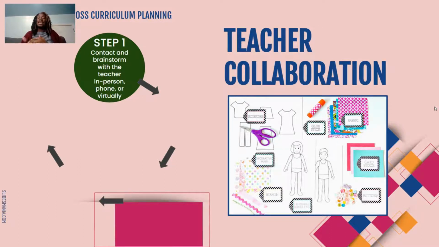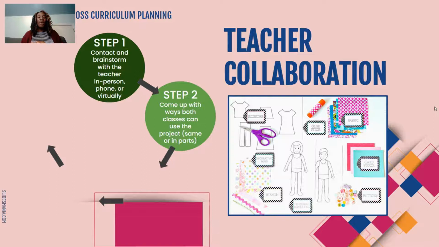Okay, but the point is you want to contact them directly and brainstorm and come together with ideas of what that teacher and you can do with your class, but the teacher is involved in some form or fashion. In this instance, both classes are involved. So the second step is come up with ways both classes can use the project, whether it's the same project or you're doing it in parts or consecutively.